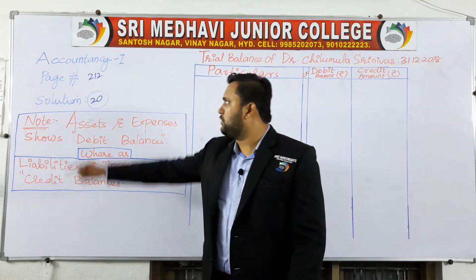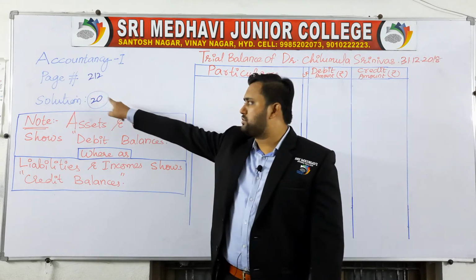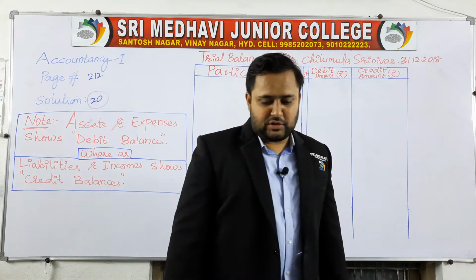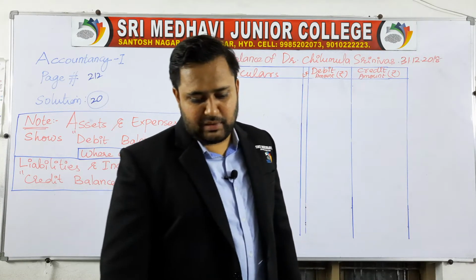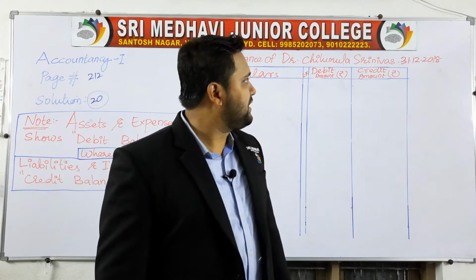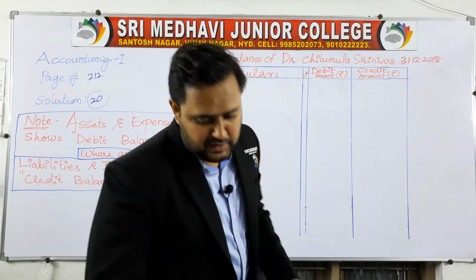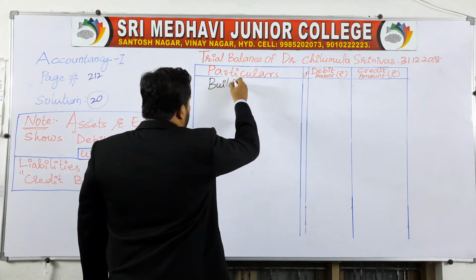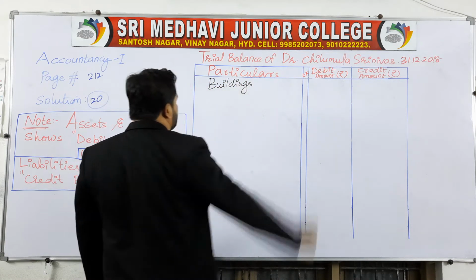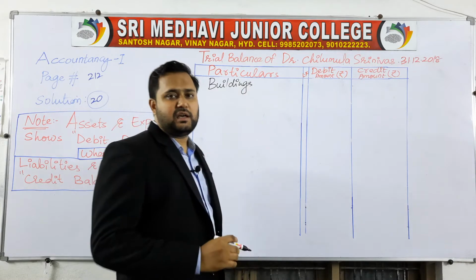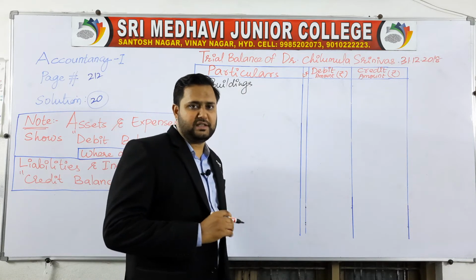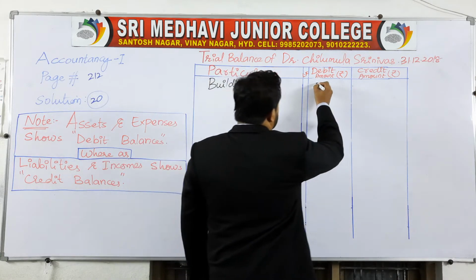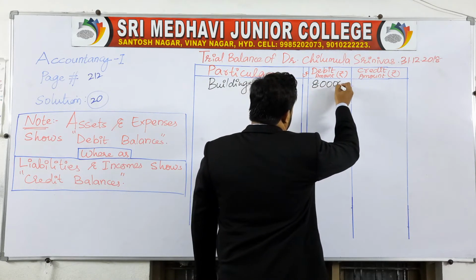You will find this question on page number 212, question number 20. Prepare trial balance of Dr. Chilumula Srinivas from the following balances as on 31st December 2018. Buildings 80,000. So buildings is a fixed asset. So asset shows debit balance, you have to write the amount on the debit side. Buildings 80,000.